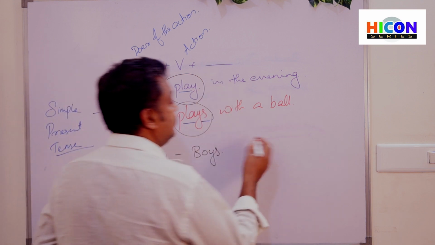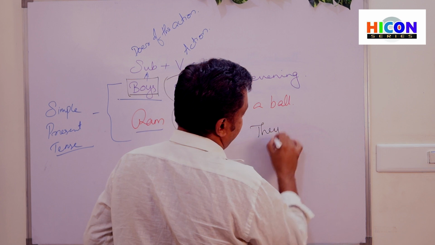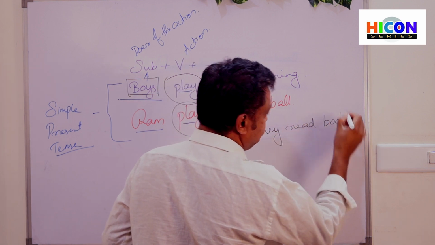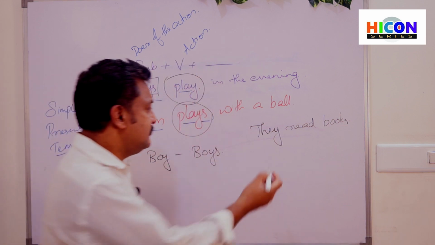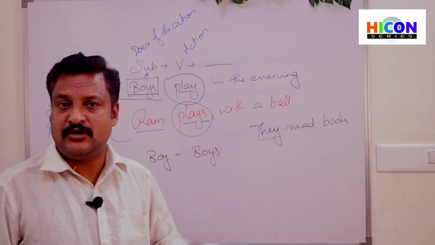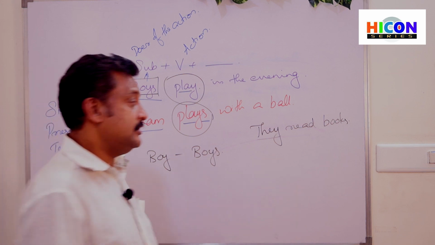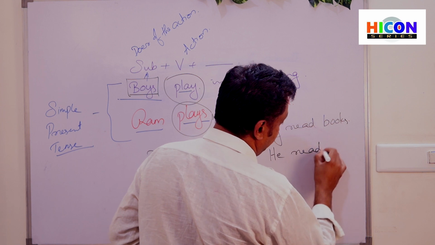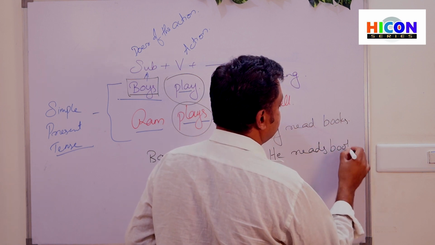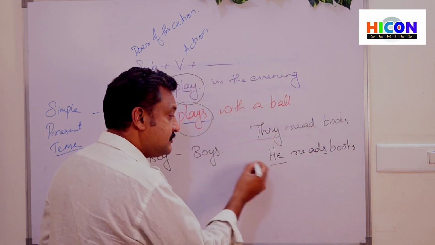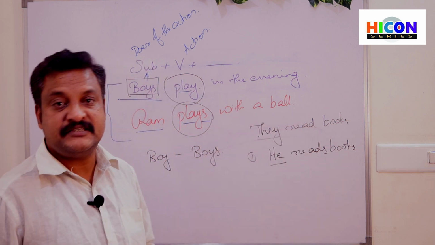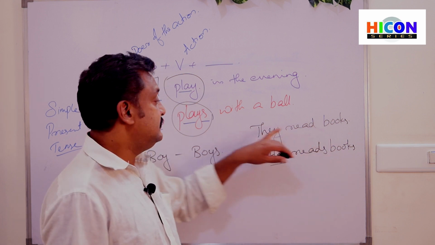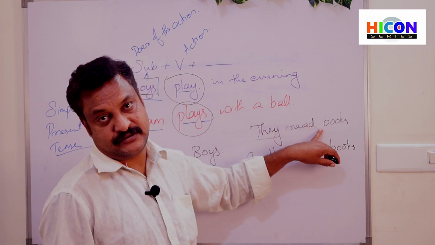If I say, they read books. They means there are more members in that. No, it's not one person. More people are there. If I say, he reads books. He is a single person. Isn't it? So as he is singular, we added S here. They is plural, there is no S here.